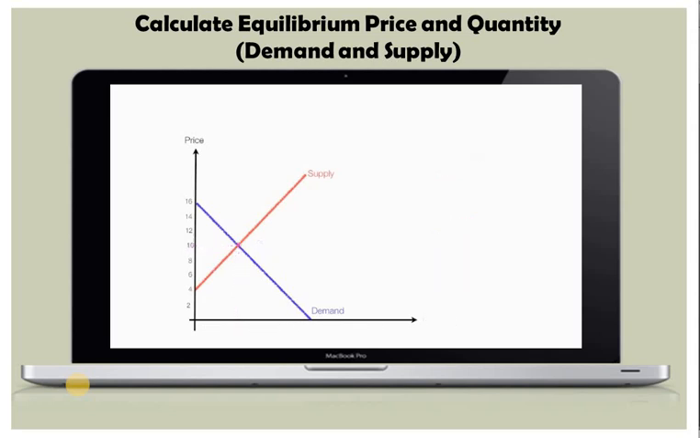It's worth noting that the x-axis shares the values for the quantity demand and also the quantity supplied. So we see that they're both there. But often in economics, we just combine those and simply call it quantity.